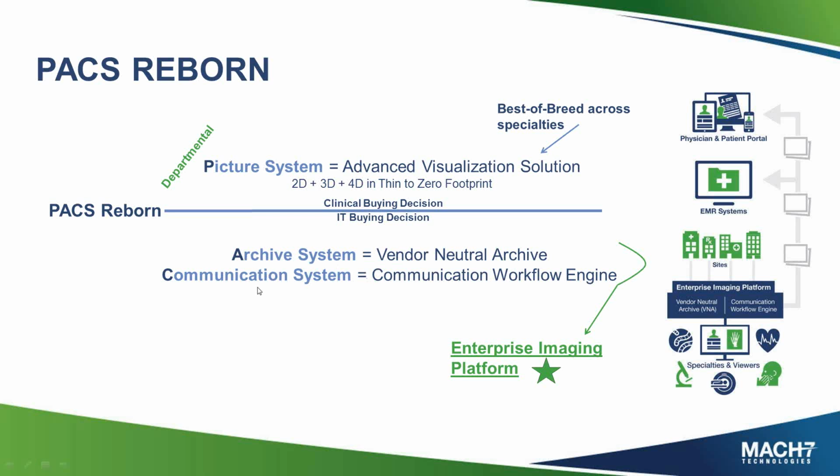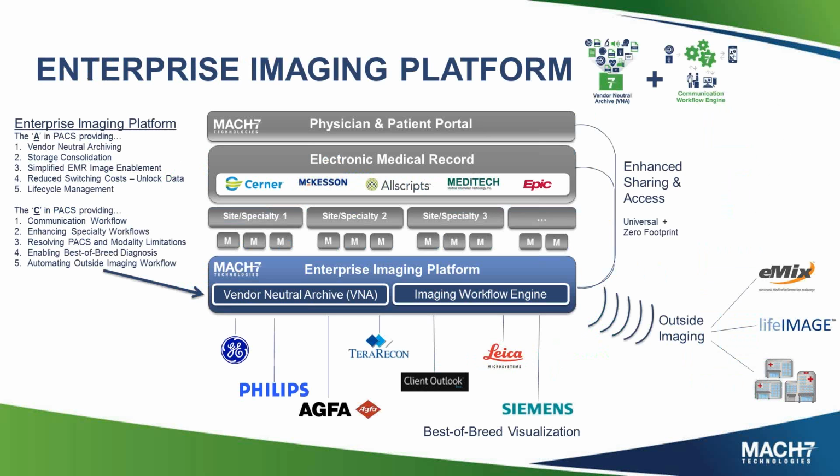And the combination of that A and C and PACS is what we really term as the enterprise imaging platform. So actually, as we talk quite a bit to our customers, we talk about, what is that enterprise imaging platform, and what is your strategy for consolidating that storage across your enterprise and better providing access and sharing and better enabling the specialists to pick those best of breed viewers. What does that potentially look like within your enterprise?